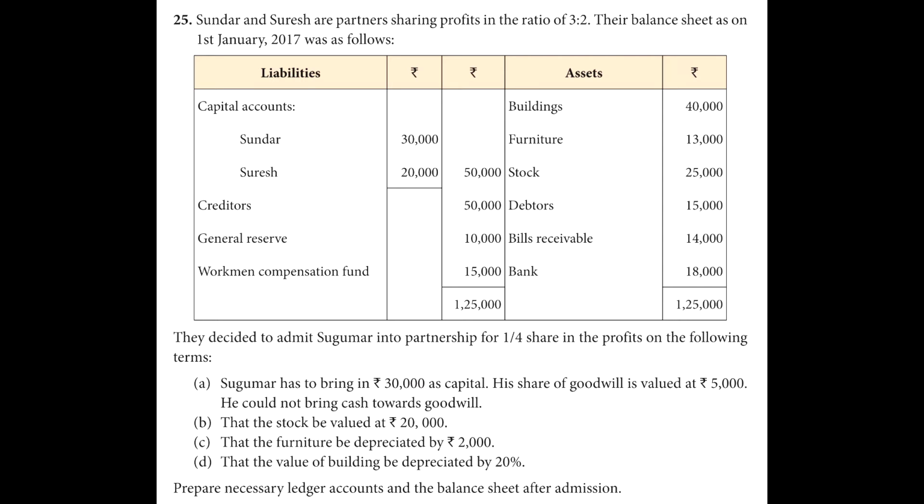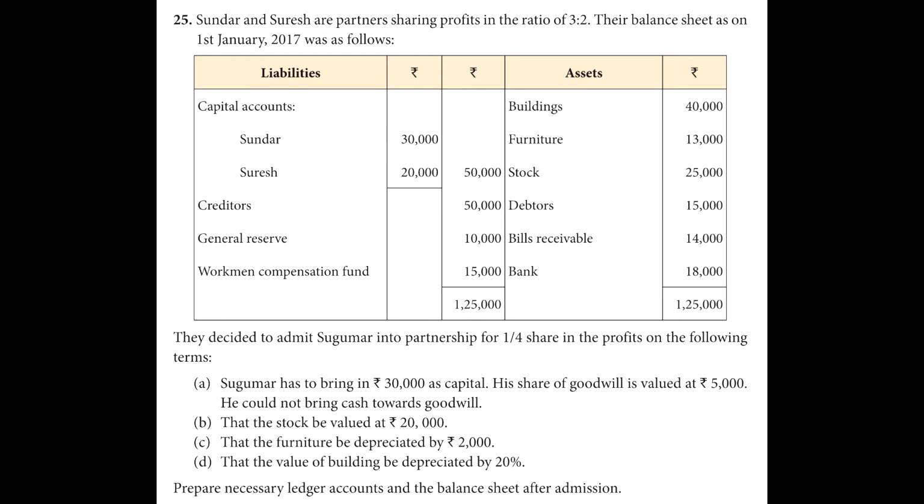Sundar and Suresh are partners sharing profits in the ratio of 3:2. Their balance sheet as on 1st January 2017 was as follows. Liabilities: capital account, Sundar 30,000, Suresh 20,000, total 50,000. Creditors 50,000, general reserve 10,000, workman compensation fund 15,000. Assets: buildings 40,000, furniture 13,000, stock 25,000, debtors 15,000, bills receivable 14,000, bank 18,000.